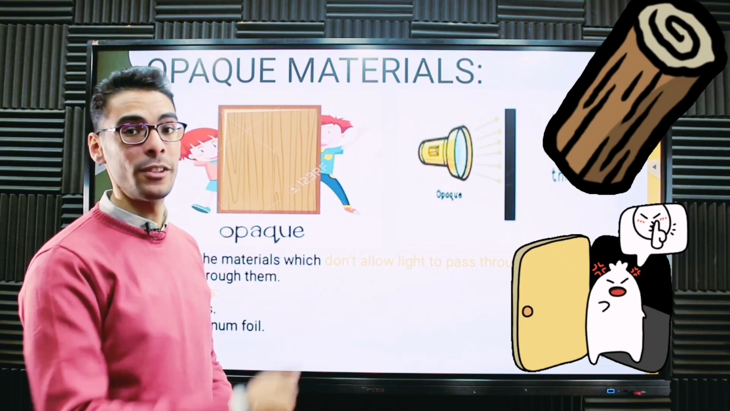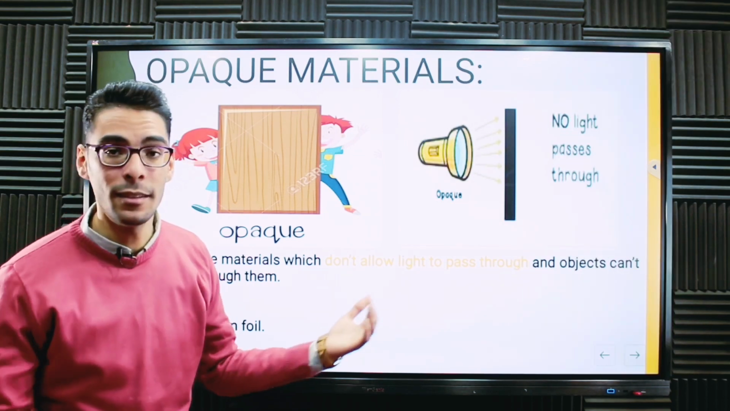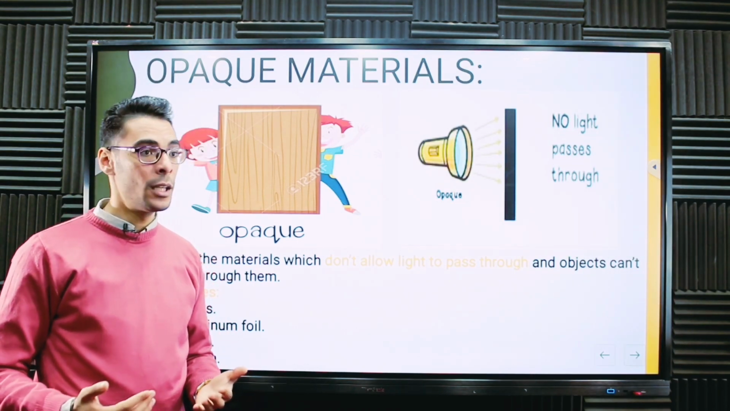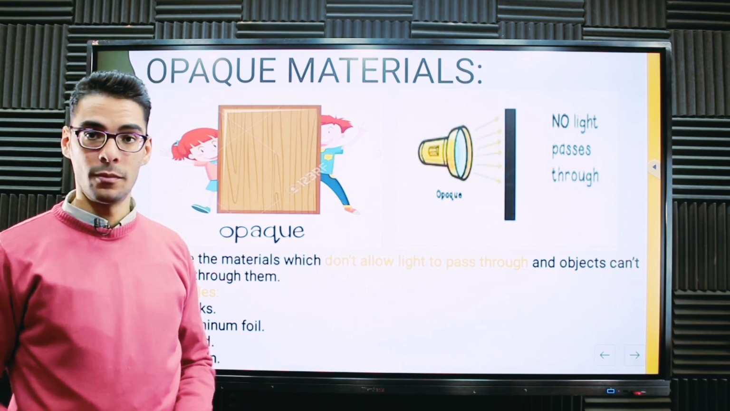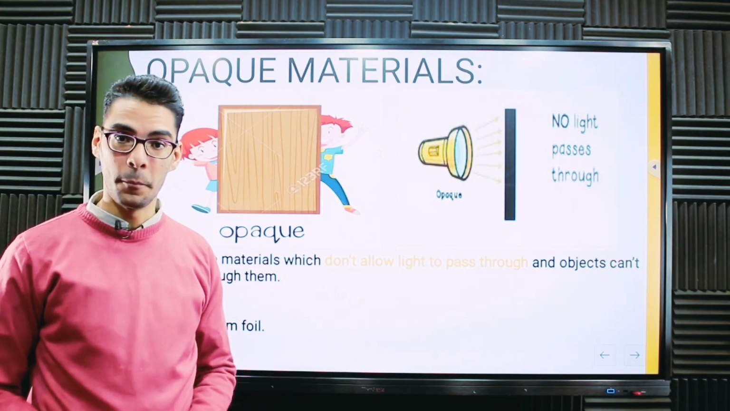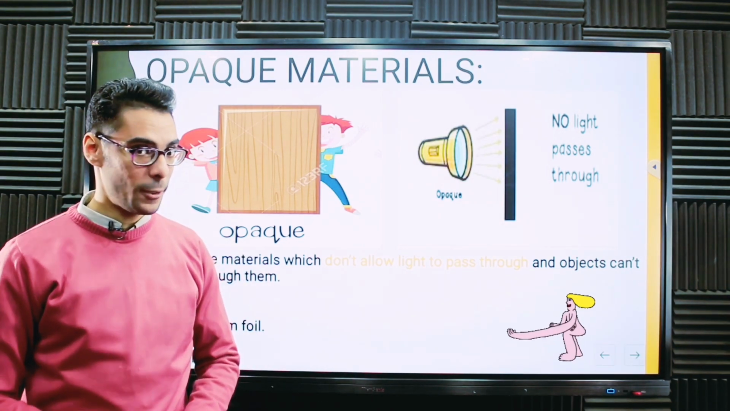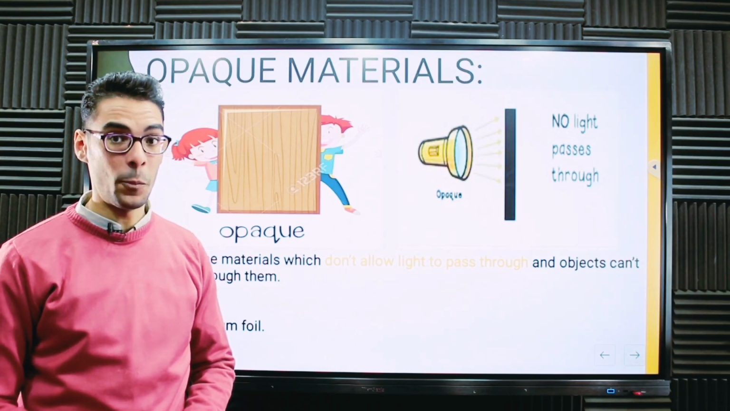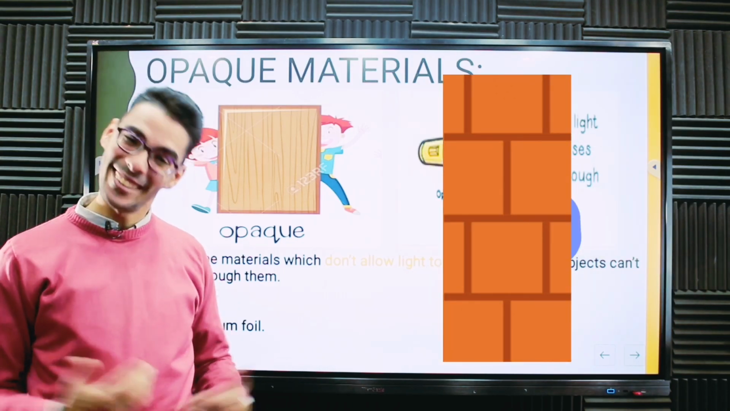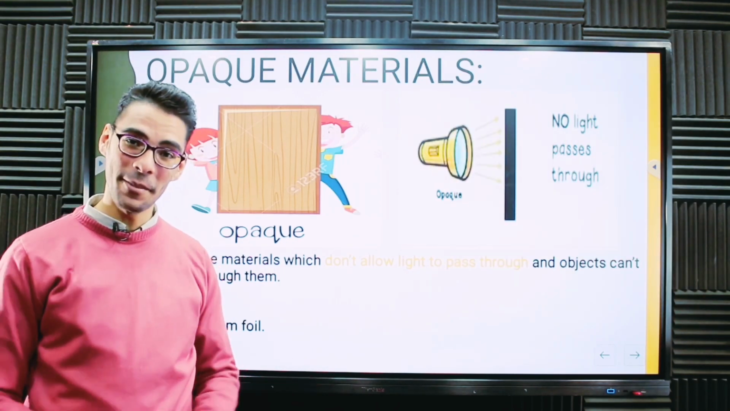Yes, wood. What else? Look around and tell me anything around you that doesn't allow light to pass through. It prevents light from passing. When you close it, the light cannot pass. The wall. Excellent. What else? Can you give me more examples?